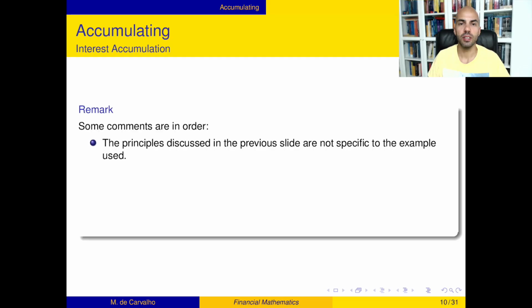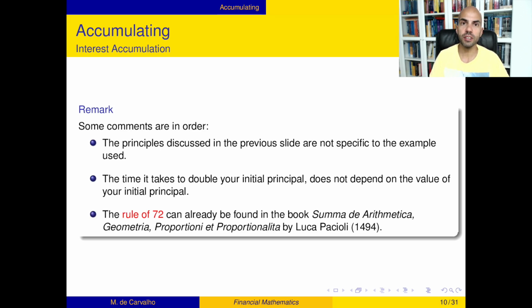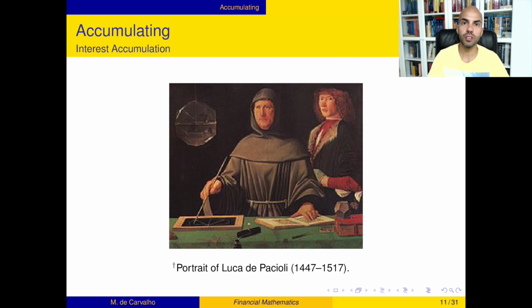The take-home message from all this is the following. You want to have a rough approximation of how long it takes to double your capital? Just compute 72 divided by p. That's it. Some final comments are in order. The principles discussed in the previous slide extend way beyond the example we've analyzed. Also, observe and note that the time it takes to double your capital does not depend on the initial principal. Finally, the rule of 72 was introduced by the mathematician Luca Pacioli, whose portrait you can see there.